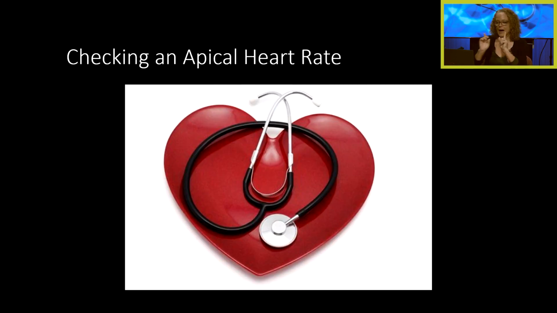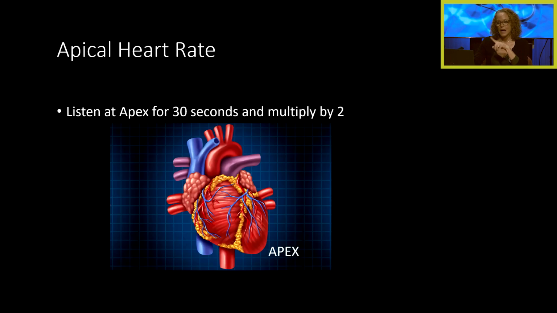So let's talk about checking an apical heart rate. When we check an apical heart rate, that means we're putting our stethoscope on the apex and we're listening either for 1 full minute, and we are documenting that number, should be between 60 and 100 in an adult, or we can listen for 30 seconds and we can multiply by 2. We have to remember that we're counting each lub-dub as 1.